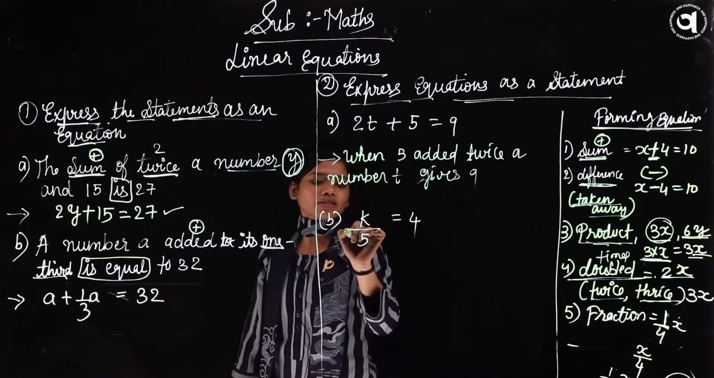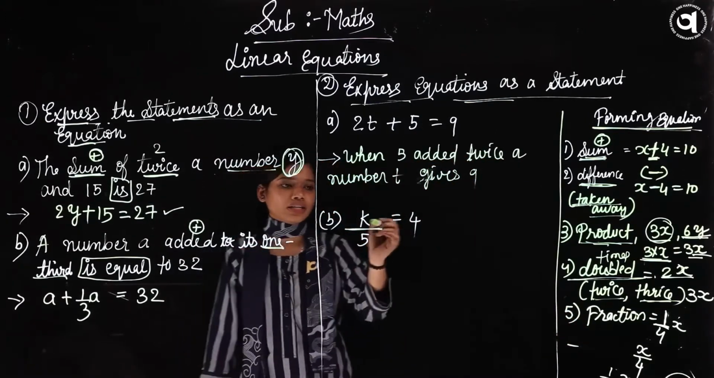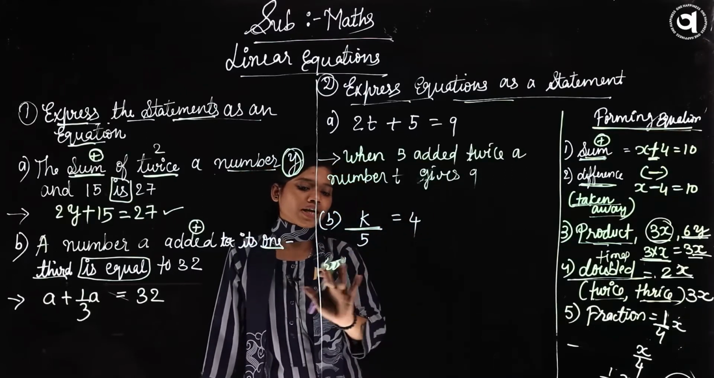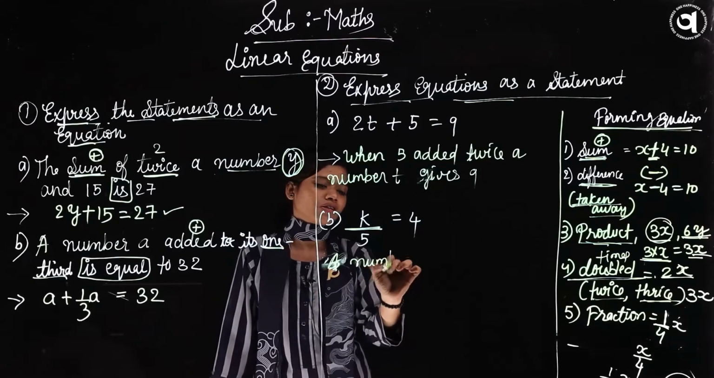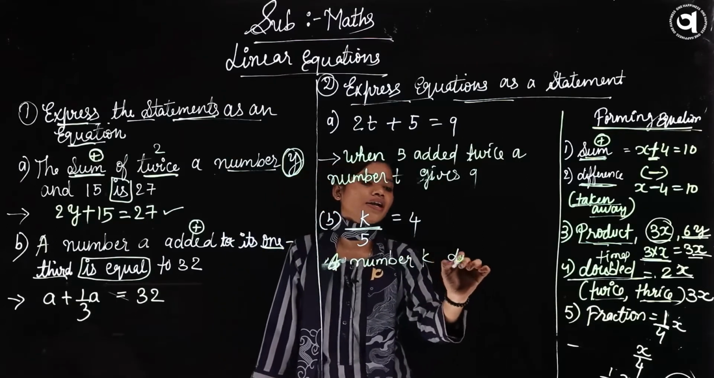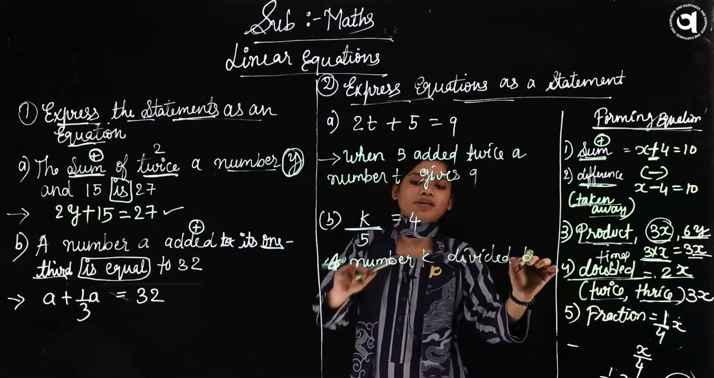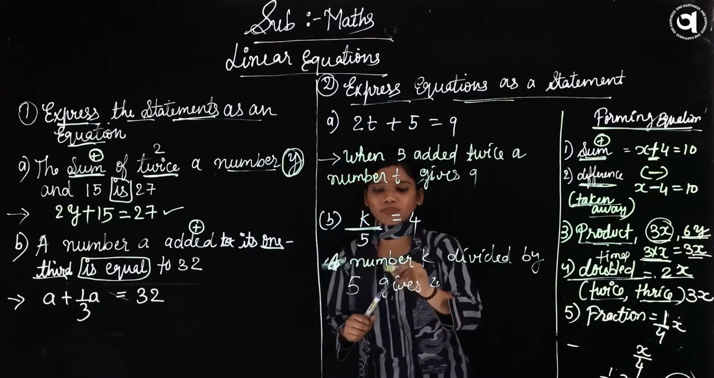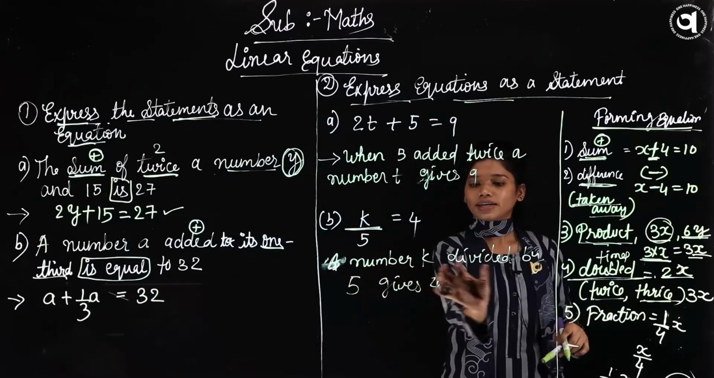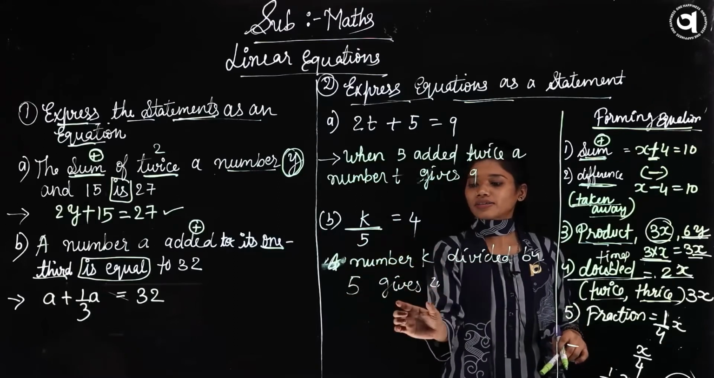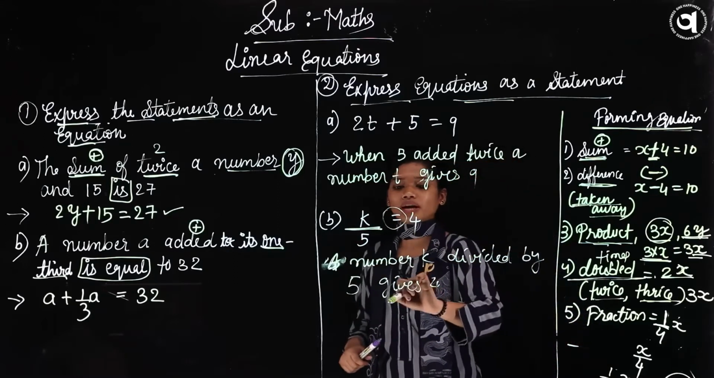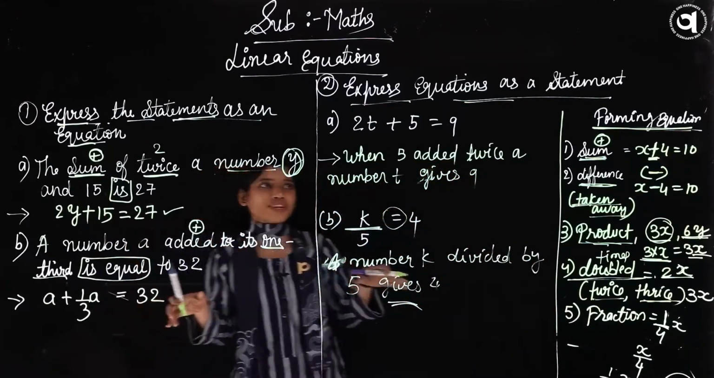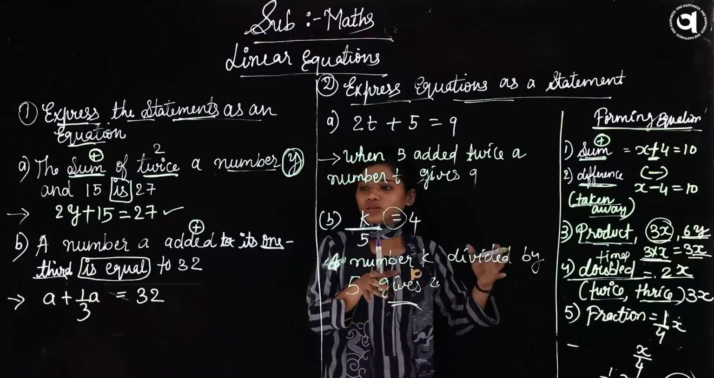The same way we can make the second one also, k upon 5 gives 4. Upon means divided. So a number k divided by 5 gives 4. So you can write the statement this way: a number k divided by 5 gives 4. In place of equal I just took "gives", or you can use equal or anything else. So these are some examples of how to express a statement as an equation and an equation as a statement.